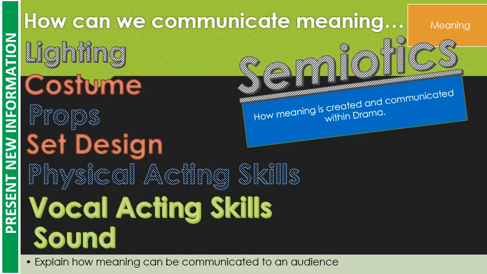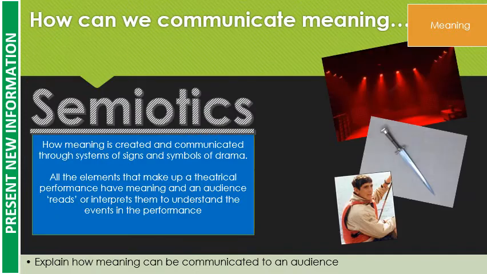But semiotics, that's exactly what it is. It's how we can communicate meaning, how meaning is created and communicated in drama. It's a really key word for you to be getting into your exam answers. The long definition of semiotics, however, is how meaning is created and communicated through systems of signs and symbols of drama. All of the elements that make up a theatrical performance have meaning, and an audience reads or interprets them to understand the event in the performance.